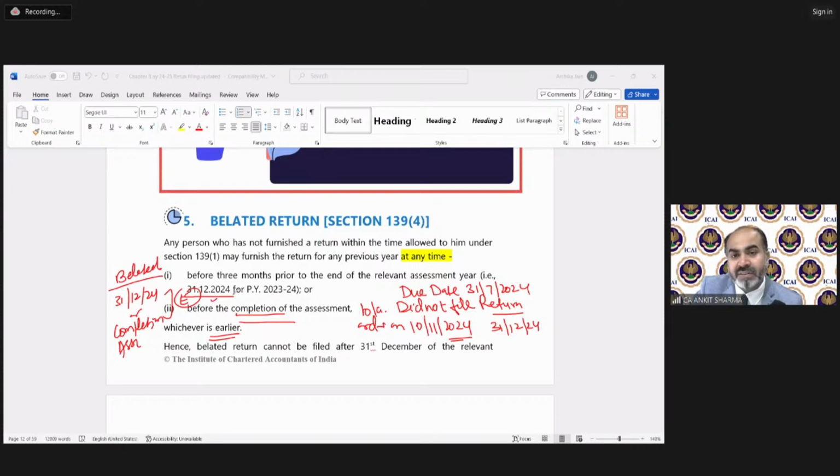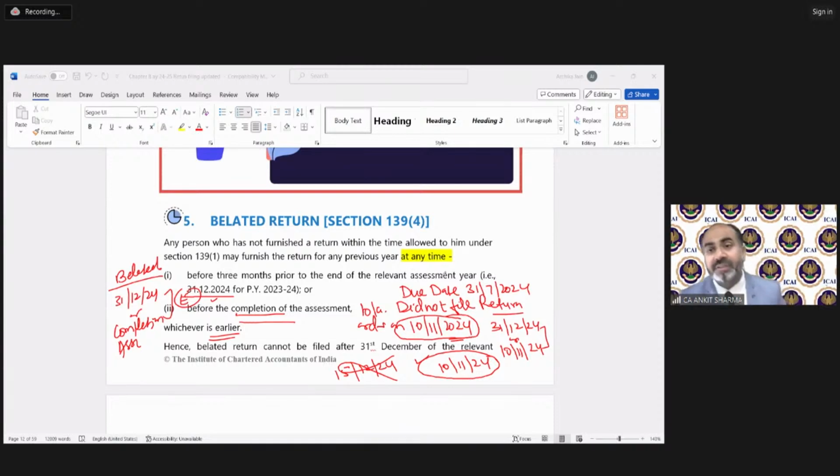That date will remain fixed. But your department passed an order against you, that is called an assessment order, before this date, that is on 10th November 24. So now which is the earlier? That is 10th November 24. So the last date for filing of belated return was 10th November 24. But you want to file that return on 15 December 24. Now you cannot file it, because the last date now is not 31st December. Now the last date will be treated as 10th November 24.